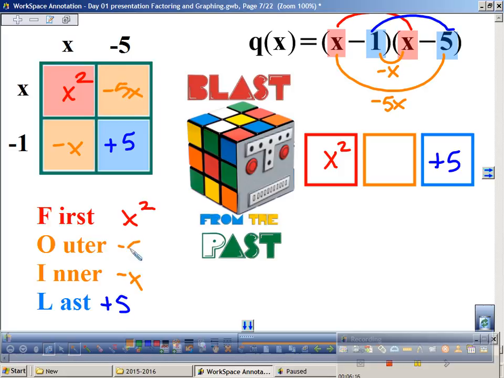Now with the box, what am I supposed to do with these two? Combine by term. A negative x and a negative 5x, a negative, we should say 1x. A negative 1x and a negative 5x is negative 6x. Yes. I like it.